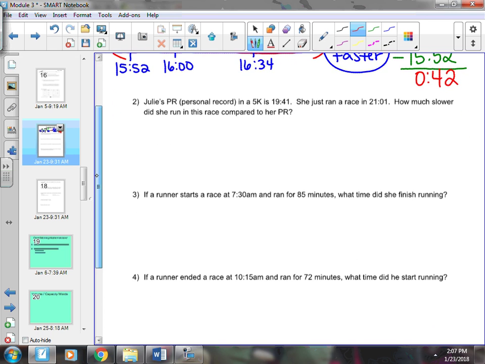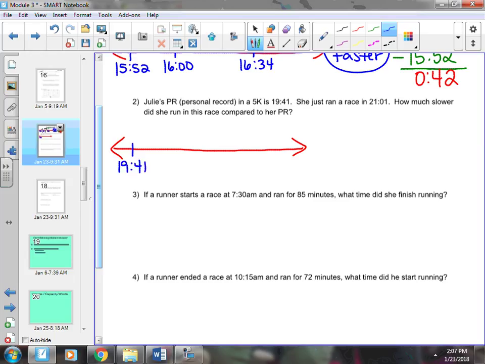Number 2, Julie's PR, her personal record, her best time in a 5K is 19:41. She just ran a race in 21:01. How much slower did she run in this race compared to her PR? So again, we can show it on a number line. And I'm going to start at that lower time, which is the faster time.